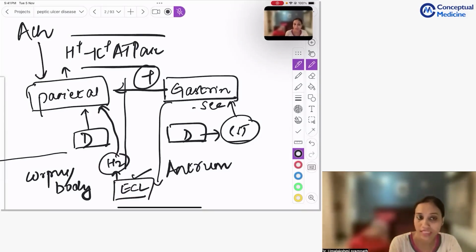So gastrin, you have the ECL as well as the H2 from the ECL, and acetylcholine. All of them stimulate. And what inhibits? Somatostatin inhibits. So this is important for you all to know, because this is the basic gastric physiology.